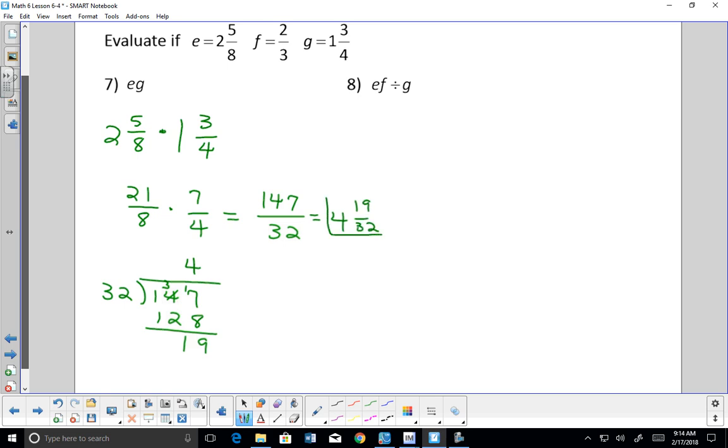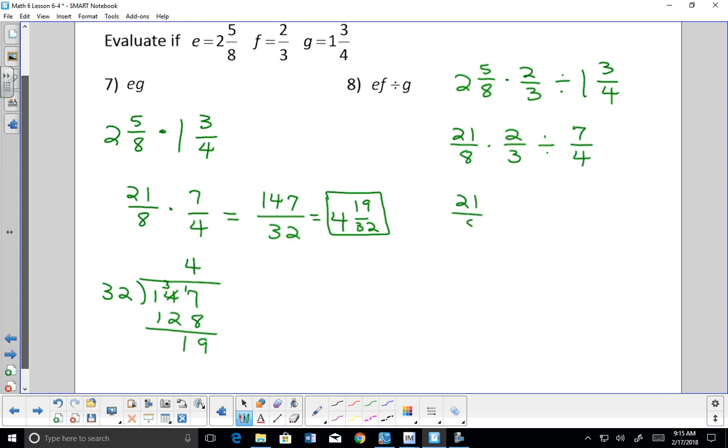And there we go. Number 8 says E times F, so 2 and 5/8 times F, which is 2/3, divided by G, which is 1 and 3/4. So I'm going to change all of these to improper fractions first. So 2 and 5/8, 8 times 2 is 16, 16 plus 5 is 21, 21/8 times 2/3, divided by 4 times 1 is 4, plus 3 is 7, 7/4. So this would be 21/8 times 2/3 times 4/7.